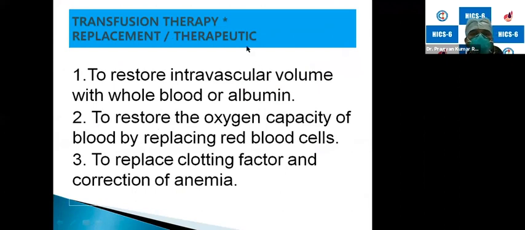So the main issue we need to understand is why we transfuse blood. Number one, to restore intravascular volume with whole blood or albumin, to restore the oxygen capacity of the blood by replacing red blood cells, to replace clotting factors and correction of anemia.